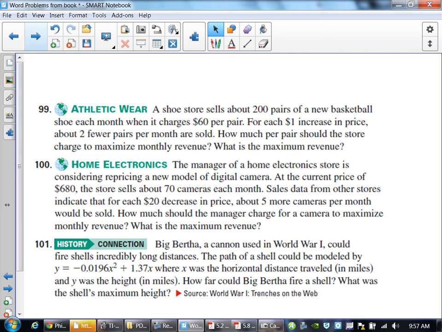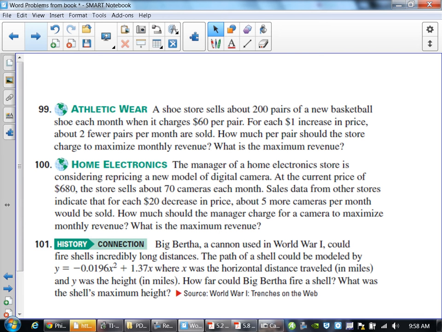This is one of those cost revenue style word problems that mirrors itself for a quadratic. It's very, very easy to work with once you understand what in the world it's talking about. You have a shoe store that sells about 200 pairs of basketball shoes each month when they charge $60 per pair. For each dollar of increase in price, about 2 fewer pairs per month are sold. How much per pair should the store charge to maximize their monthly revenue?